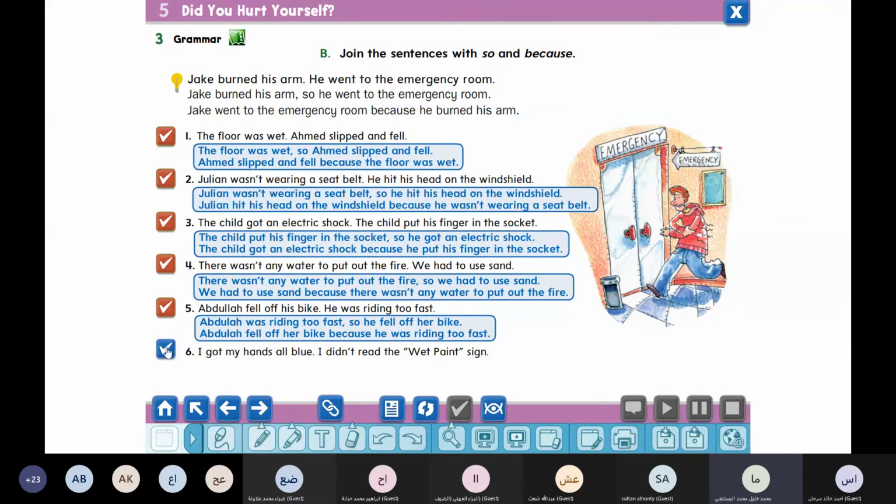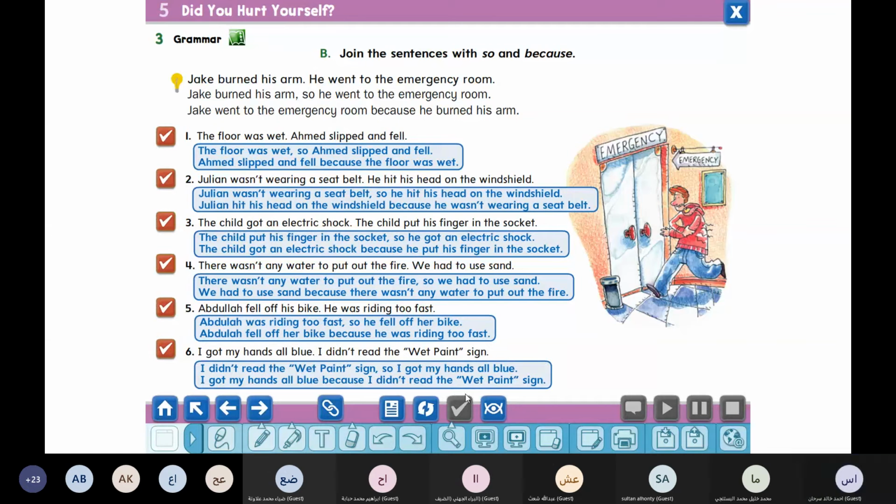The last one. Can I answer? Yalla, read, Ahmed. Yes. I got my hands all blue. I didn't read the wet paint sign. I got my hands all blue because I didn't read the wet paint sign. If you want to use so, we have to change the clauses. I didn't read the wet paint sign, so I got my hands all blue. Okay, take a picture of them.